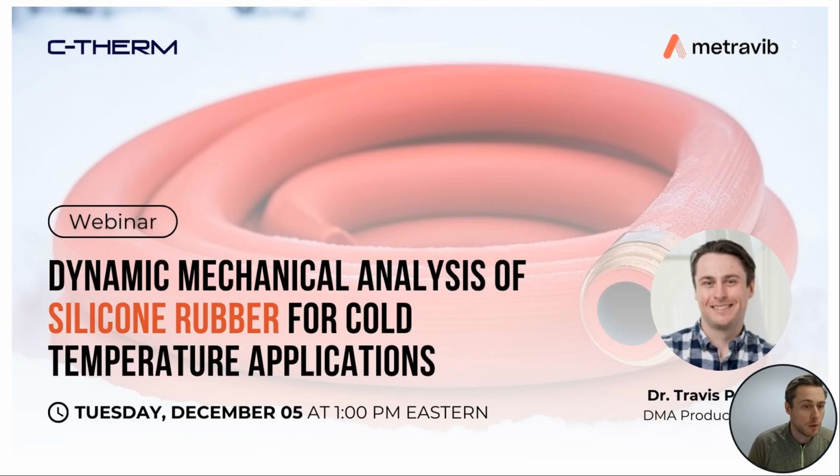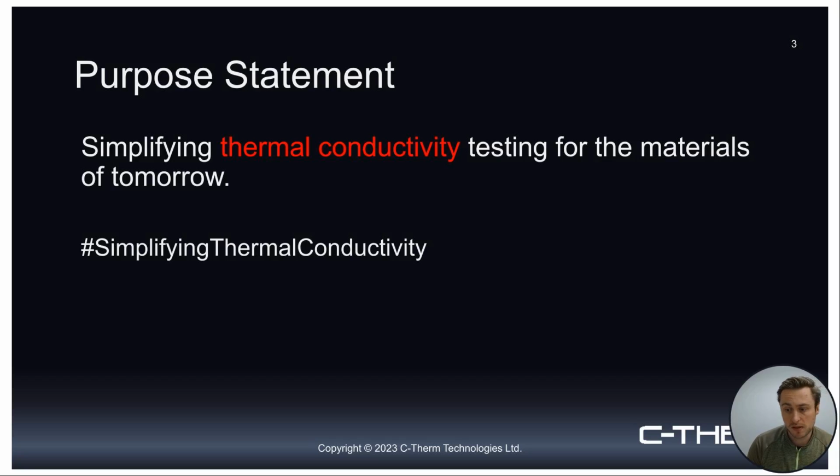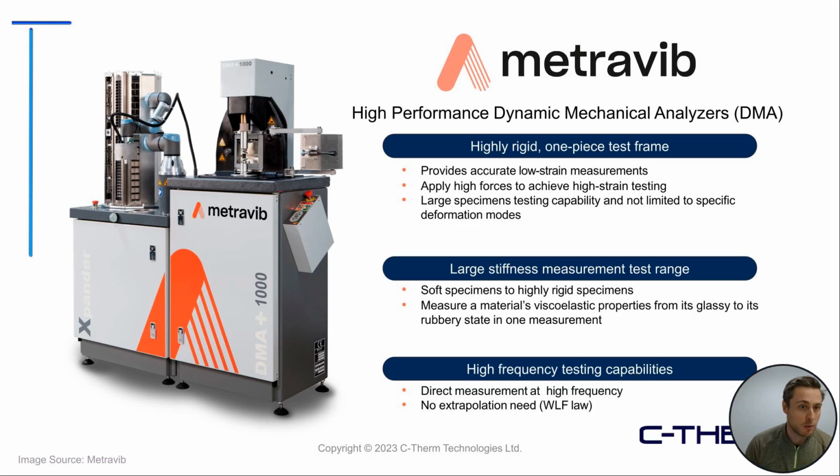So today I'll be presenting my webinar on dynamic mechanical analysis of silicone rubber and other rubbers for cold temperature applications. For those who are not familiar with C-Therm, I just want to give you a little detail about us. Our purpose statement is simple, which is simplifying thermal conductivity testing for materials of tomorrow with their Trident unit. However, at C-Therm, we are also the proud distributors for Metravib DMAs in North America.